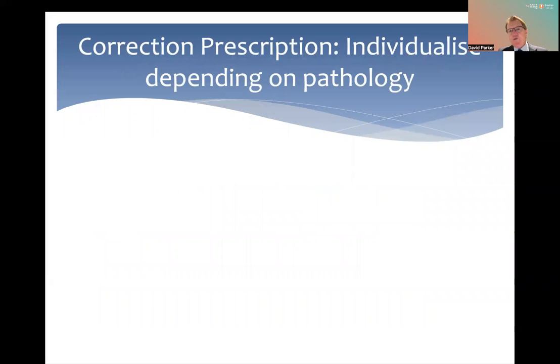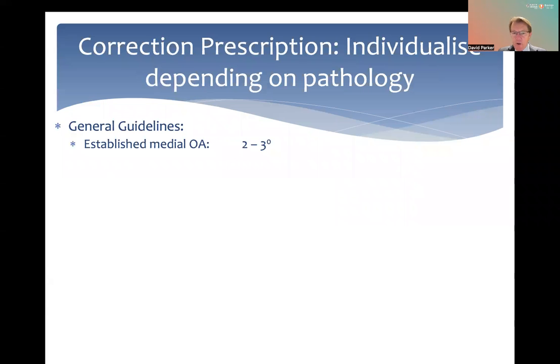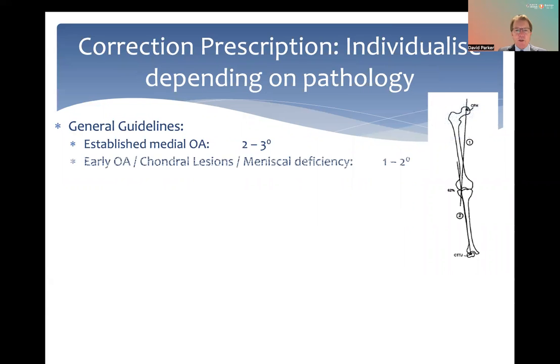So if we look at the correction prescription, when we're trying to individualize the correction depending on a patient's pathology, in general, the guidelines for patients with established medial compartment arthritis will usually aim for 2 to 3 degrees of mechanical valgus, which is roughly the Fujisawa point. If patients just have early arthritis or chondral lesions or meniscal deficiency, we can go a little bit less, maybe 1 to 2 degrees of mechanical valgus.